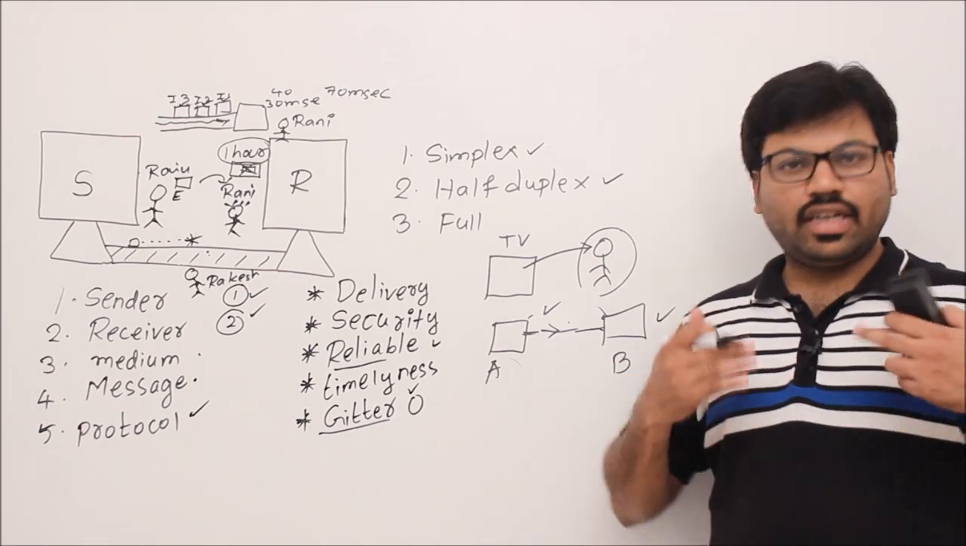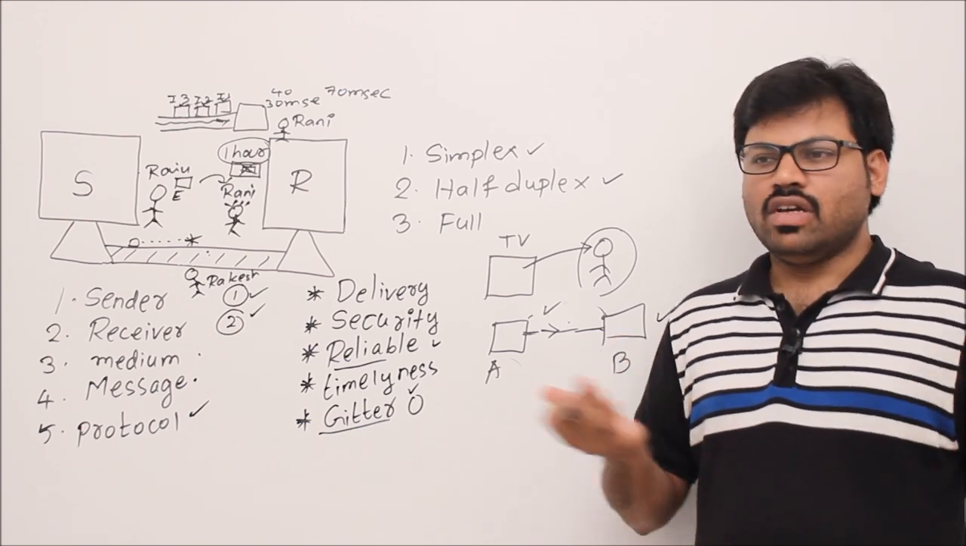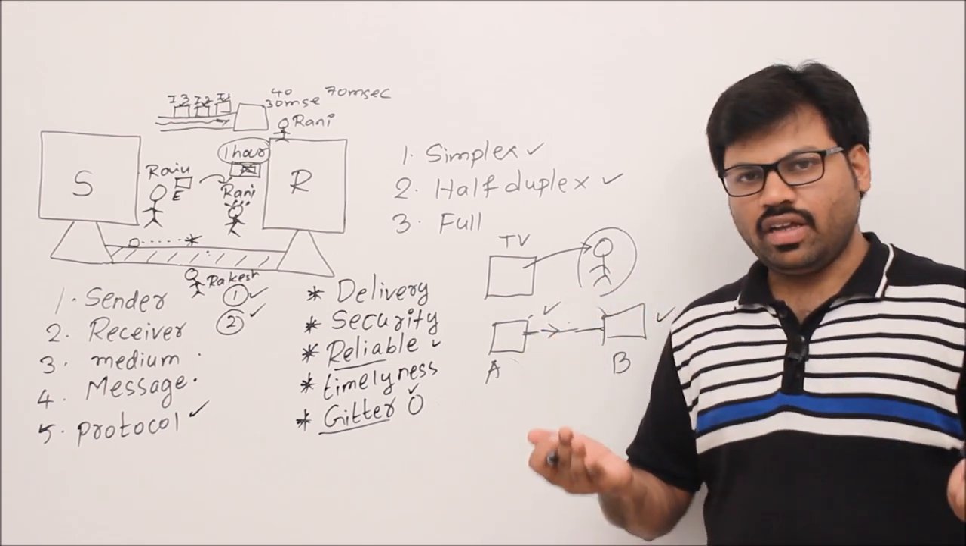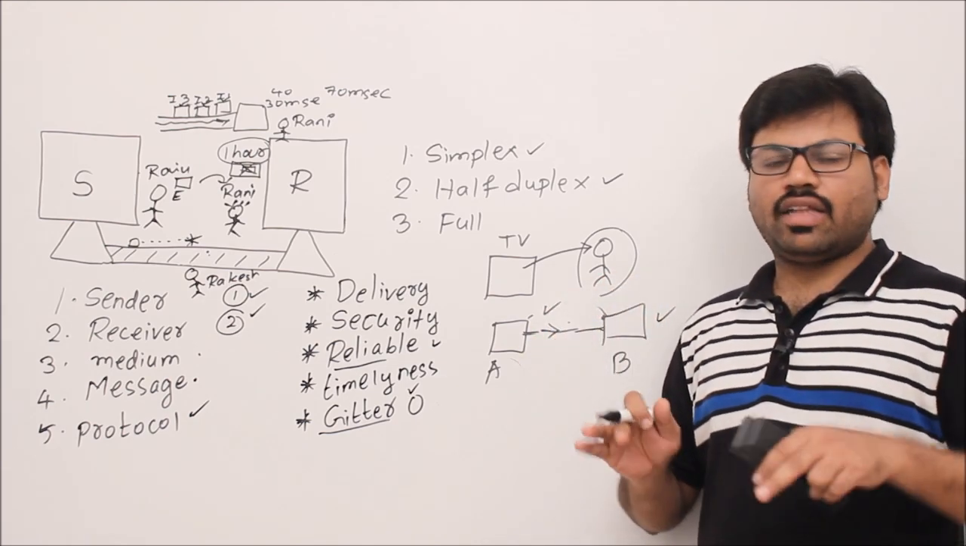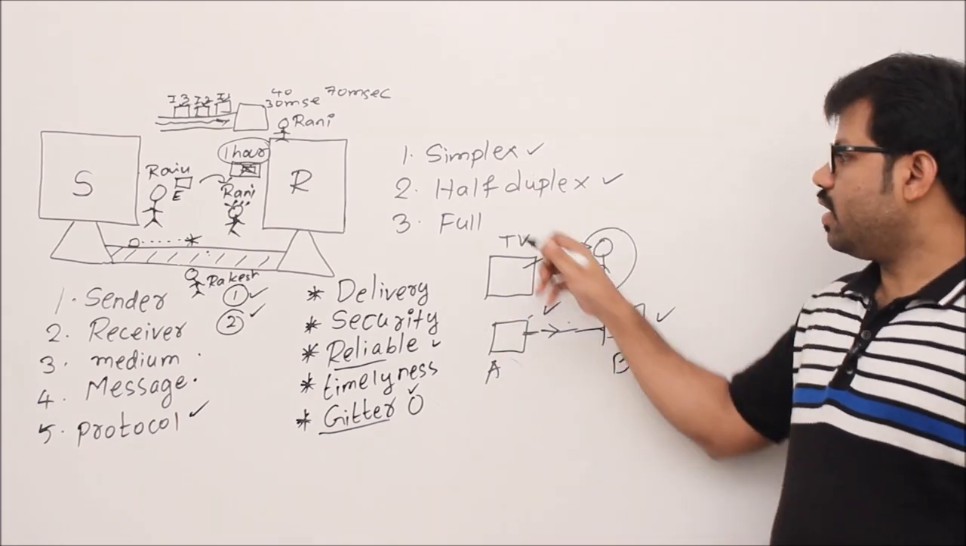And sometimes it depends on your requirement. Though your channel is capable of allowing and sending the messages from A to B, B to A, but if you don't want it, maybe for other reasons, then still we say that it's only half duplex, correct? So finally, these are the 3 things.